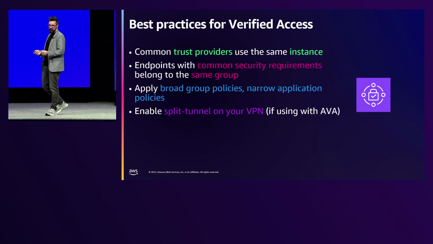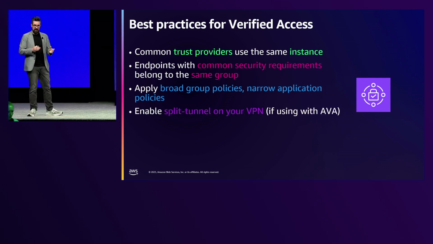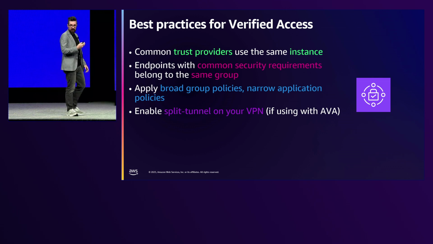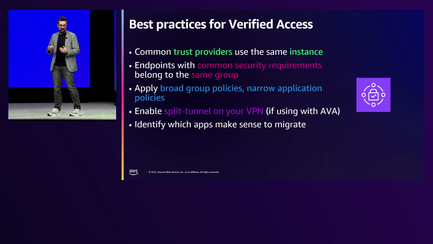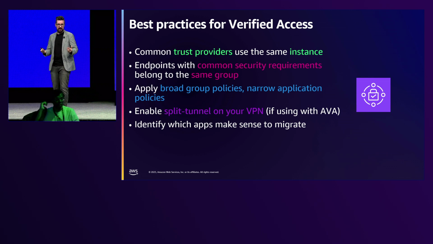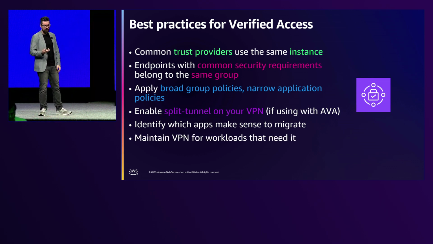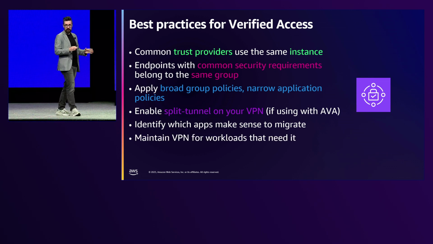If you're going to use this alongside verified access and VPN together, you need to make sure you're enabling split tunnel on the VPN. And finally, remember that this might not be the right fit for every workload, right? I mentioned TCP and things like that. If you have something that requires UDP, it might not make sense to migrate that app. It might not be supported with verified access, in which case, maintain the VPN for workloads that need it.